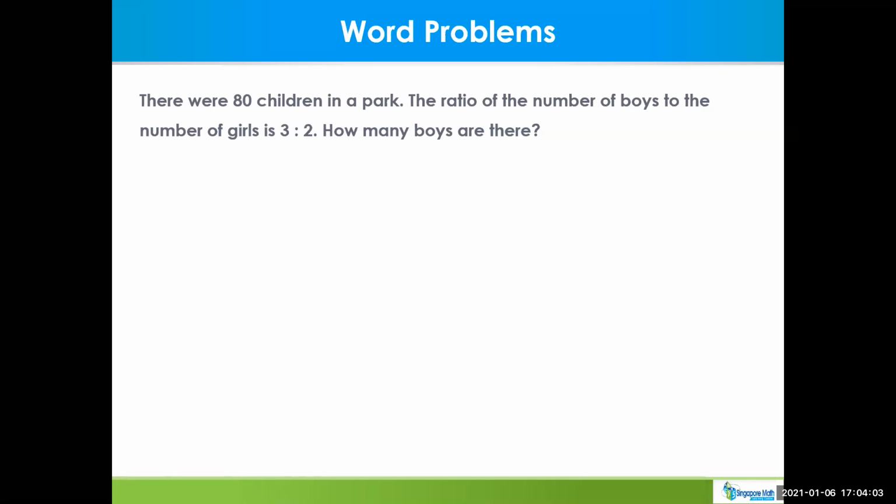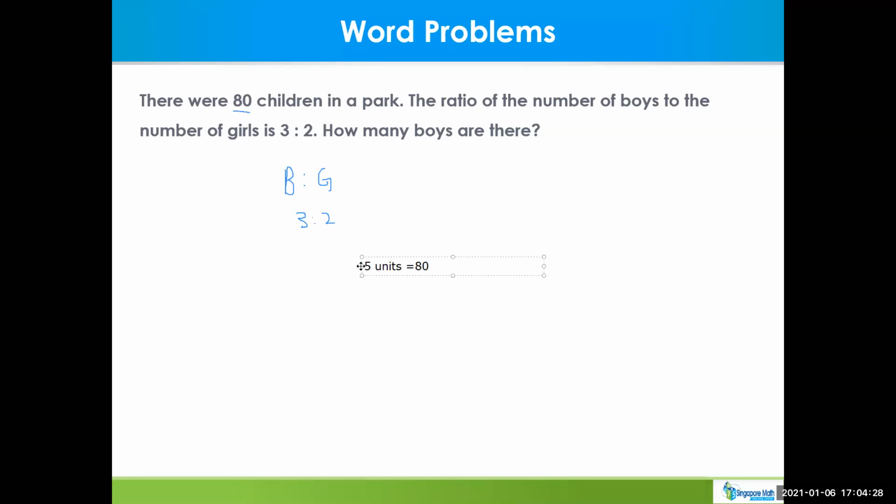Okay, all right, good job, guys. So now the ratio of the number of boys to the number of girls is 3:2, and the total number of children is 80. That means 3 plus 2 is 5 units, so 5 units is equal to 80.